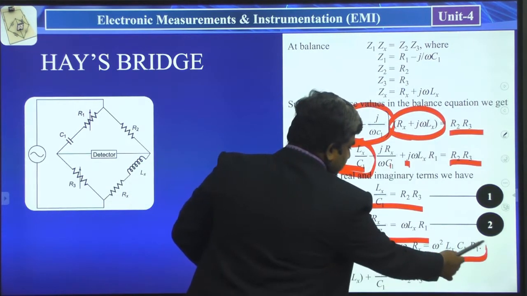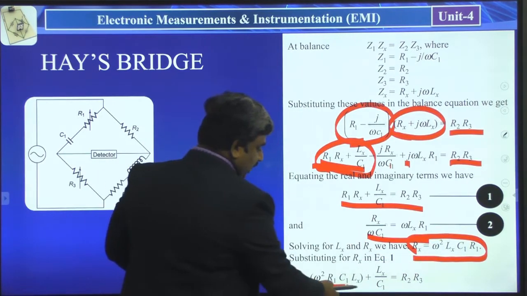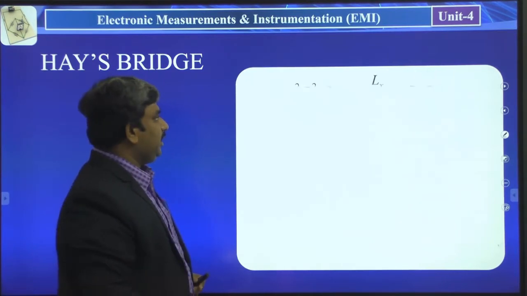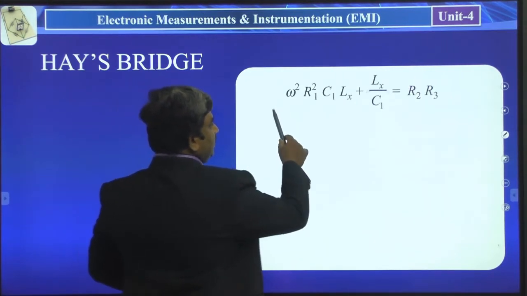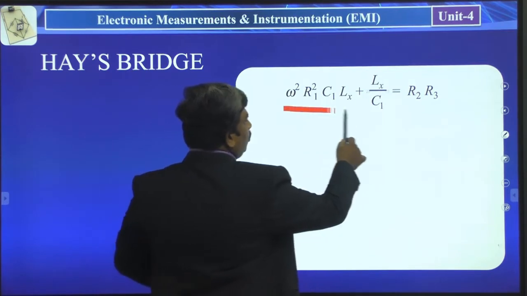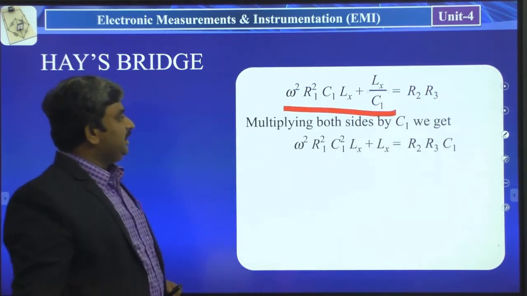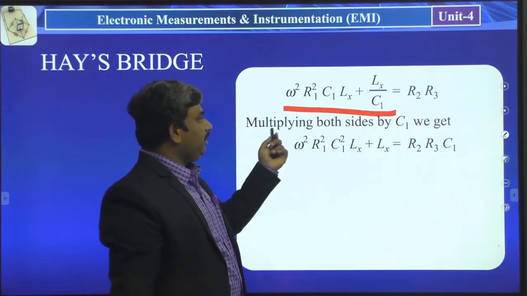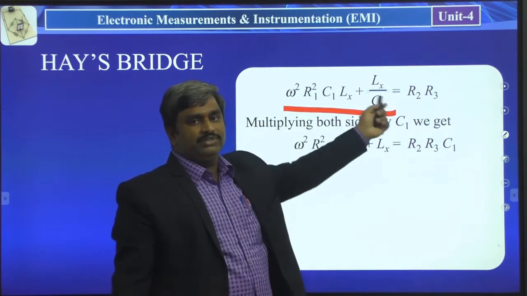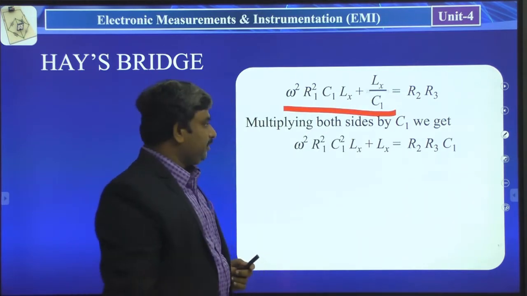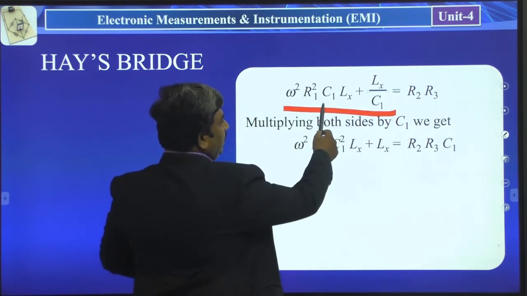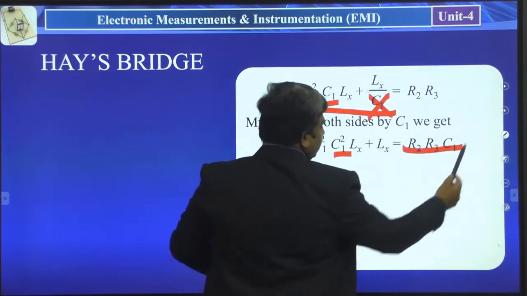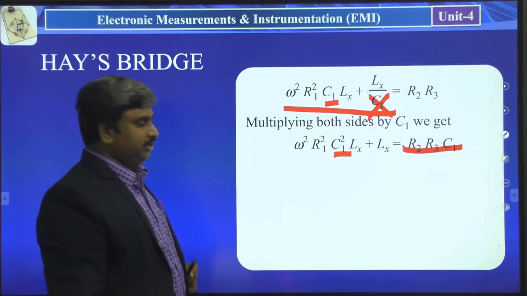Coming to Rx, I am substituting this Rx here. This is Rx, omega square Lx C1 R1. Next, after simplifying this, R2 R3 is equal to omega square R1 square C1 Lx plus Lx by C1. Now I am multiplying on both sides by C1 for simplification purposes. After multiplying by C1, here the C1 becomes C1 square, and on the right side this C1 is cancelled.